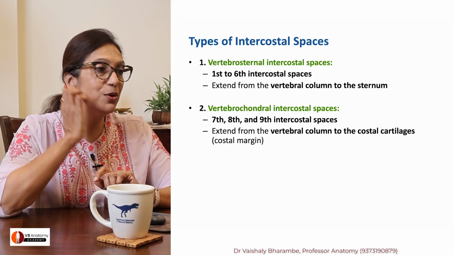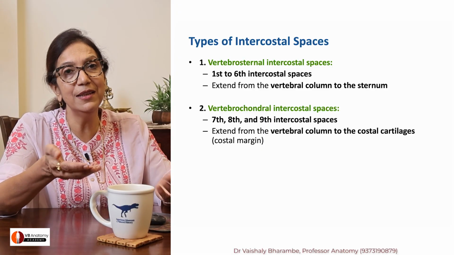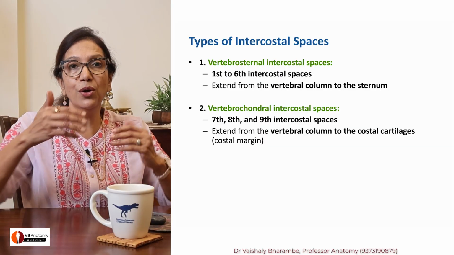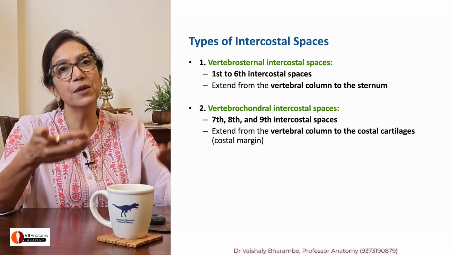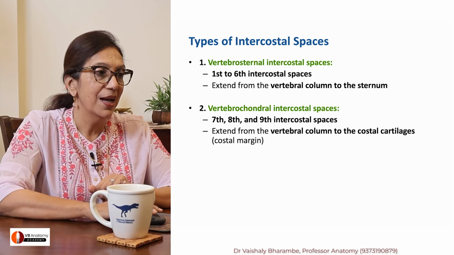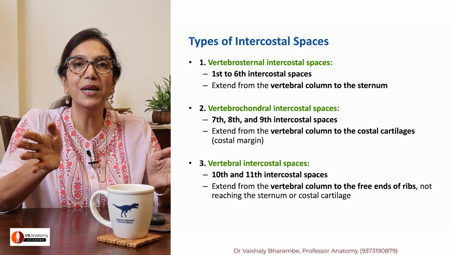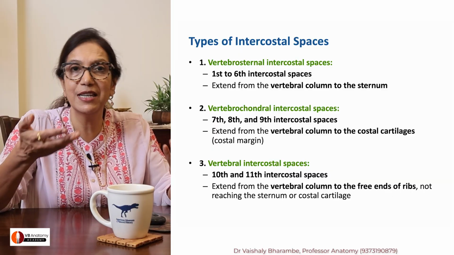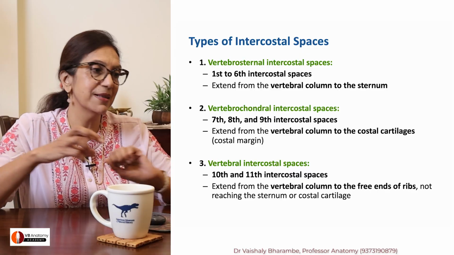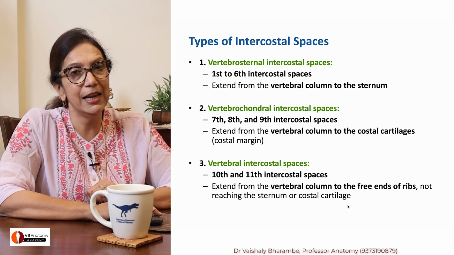Remember, vertebrosternal are first to sixth because all the first six ribs articulate with the sternum. 7th and 9th are vertebrochondral because anteriorly they do not articulate with the sternum but articulate with costal cartilages. And the last are vertebral intercostal spaces because the ribs are floating. They don't have an anterior end which is attached to the thoracic cage at all. So, these intercostal spaces are open and they are vertebral intercostal spaces, 10th and 11th.